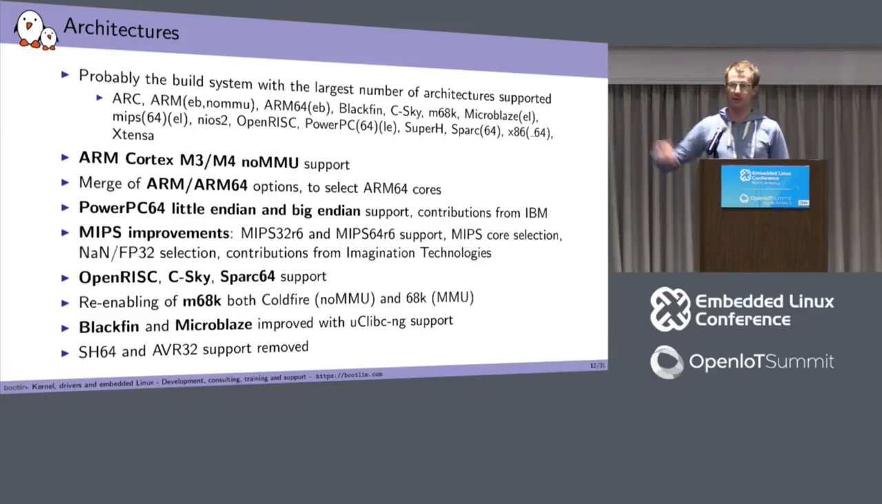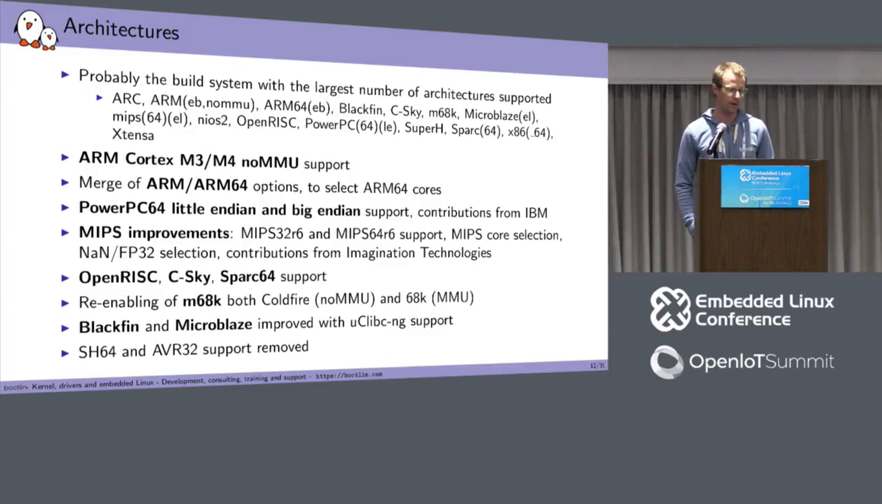So what we've done in terms of CPU architecture improvements over the last years is mentioned here. We've got no-MMU ARM support, so people doing M3, M4, and I should mention M7 has been added recently as well. We've done a little bit of reorganization around ARM64 options, so that if you have an ARM64 SoC but you want to build an ARM 32-bit system, you can still select that you want to build for, let's say, Cortex-A53, but still in 32-bit mode.